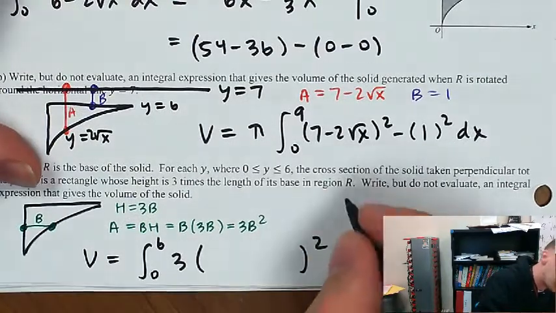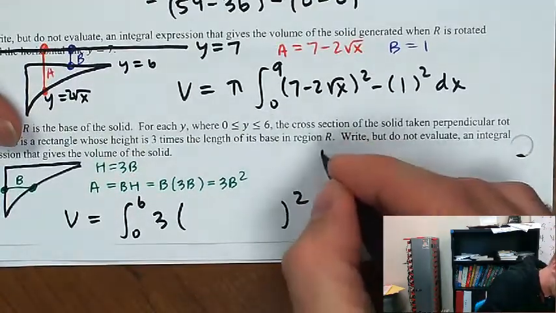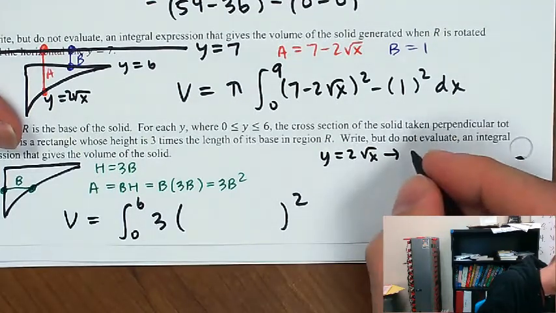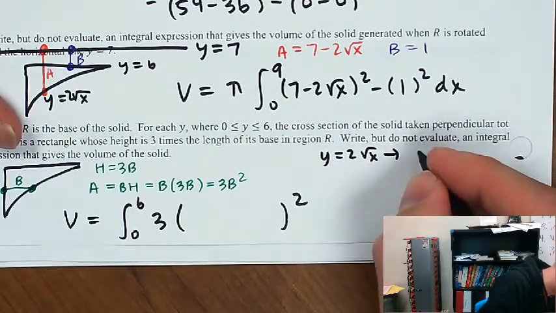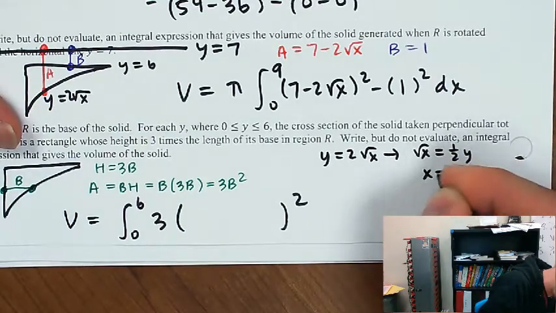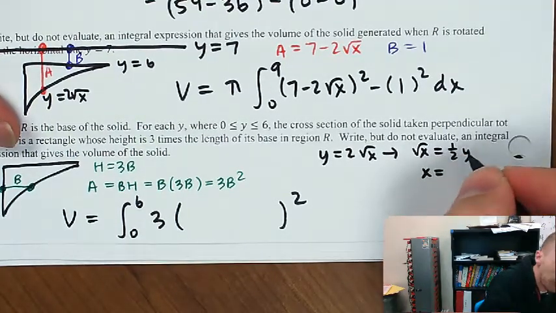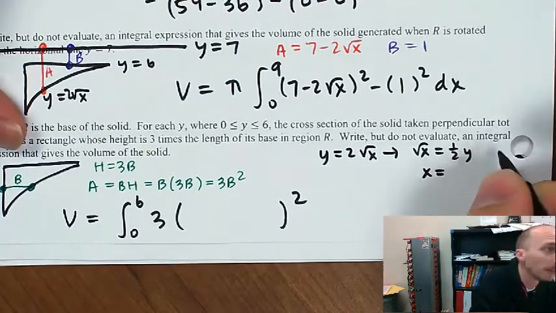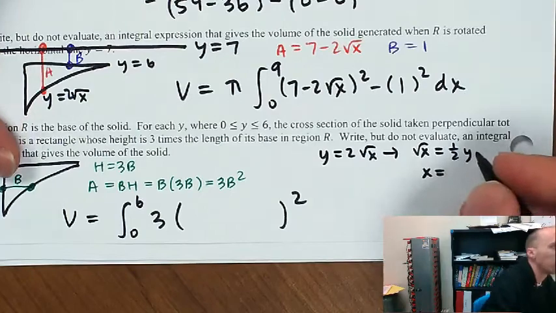But I'm just going to need to get base in terms of y. Okay. So if I have y equals 2 square root of x, that means that the square root of x is half of y. And x equals, if I square this, I'll have to square the half and square the y. It would be 1/2 y times 1/2 y, and then that would be 1/4 of y squared.